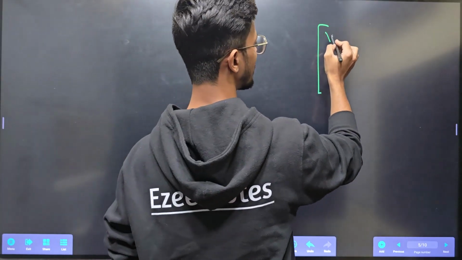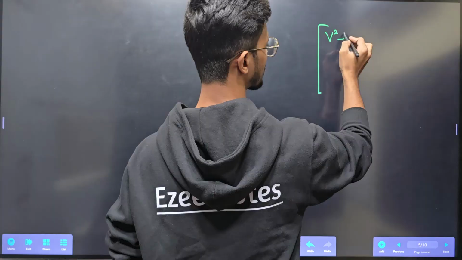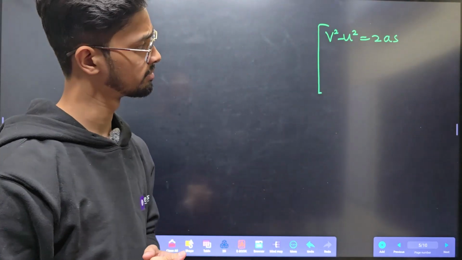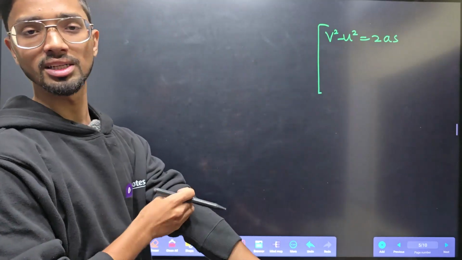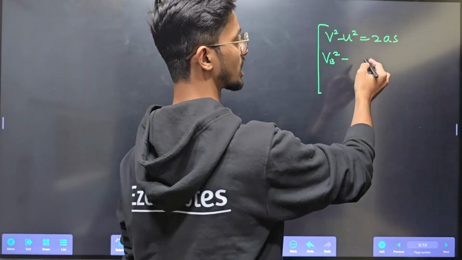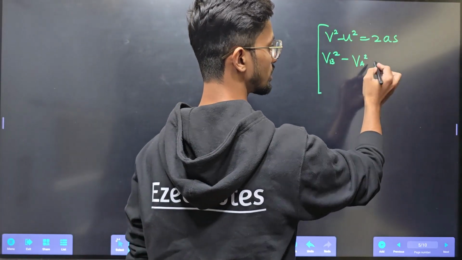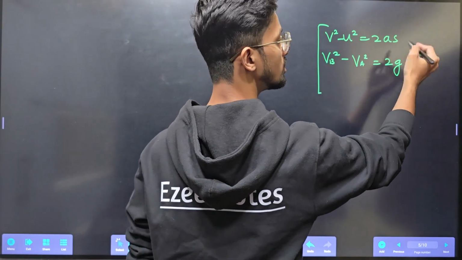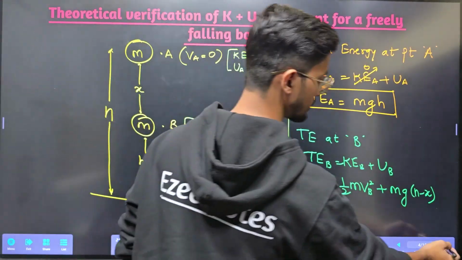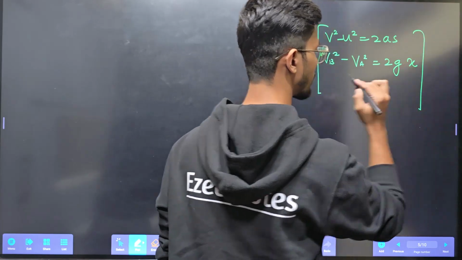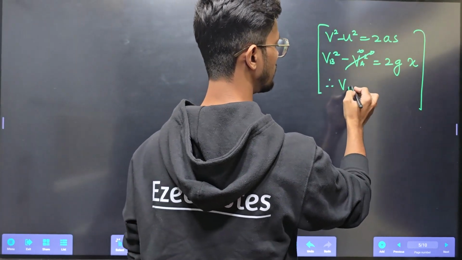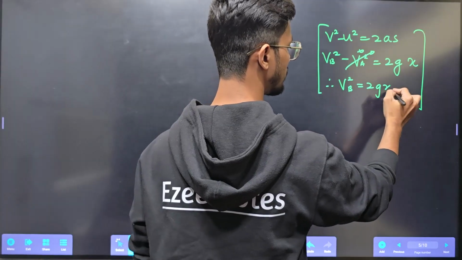Let us consider the equation of motion, v square minus u square is equal to 2as. Final point let us consider as B, so it will be vb square minus initial point, let it be A, so va square is equal to 2g into height. Distance from A to B is x, so 2g into x. va is 0. Therefore, vb square can be written as 2g into x.